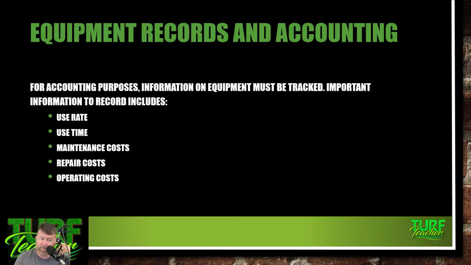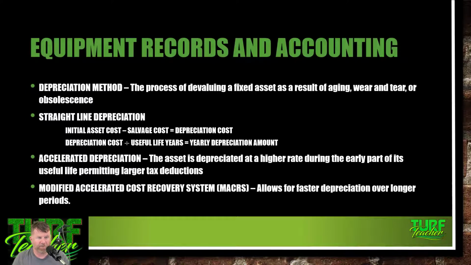Equipment records and accounting. For accounting purposes, information on equipment must be tracked. Important information to record includes the use rate, how much you're charging per hour, the use time, how much you've used it, your maintenance cost for it, the repair cost, if any, and your operating cost. How much does it cost to have fuel in it? How much are you having to pay the operator to drive the machine? Those are all your operating costs.